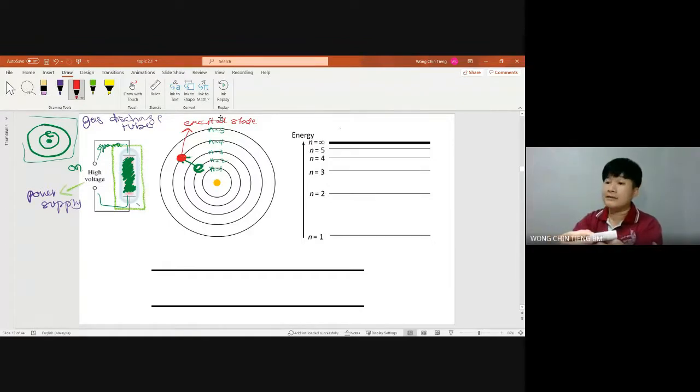So, that is kenapa benda tu boleh dibaling ke atas. Sebab saya bagi tenaga. Saya yang baling benda tu ke atas. So, I give energy, I throw something up. But that something won't be forever up here. It will then drop back. Kenapa it will drop back? Because of the nucleus attraction. Kenapa at the excited state is unstable? Because of the nucleus attraction. So, the electron at this excited state will be unstable.